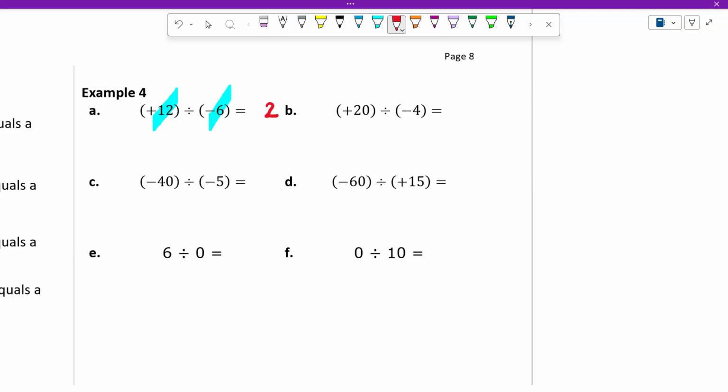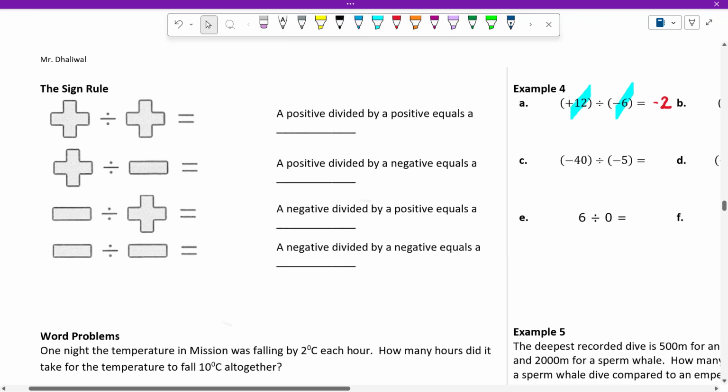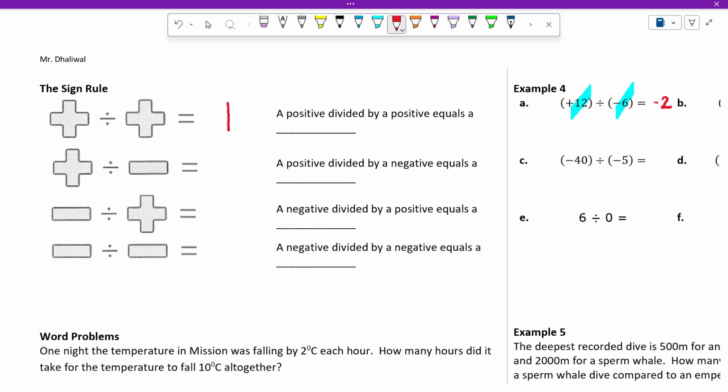You had a positive 12 divided by a negative 6. Would that be a positive 2 or a negative 2? Negative 2, because it follows the same rules as multiplying. We discussed the rules for multiplying. If you have a positive and a positive, it doesn't matter if you're multiplying or dividing, the answer is positive.